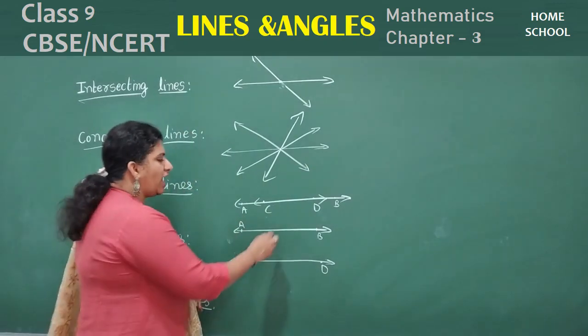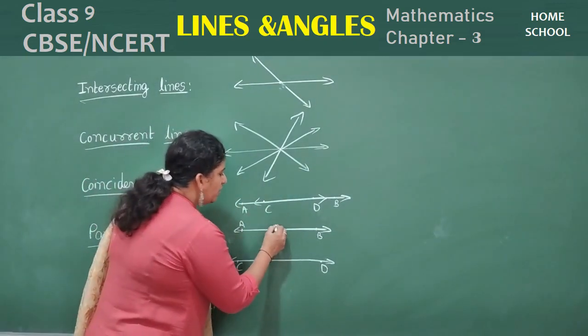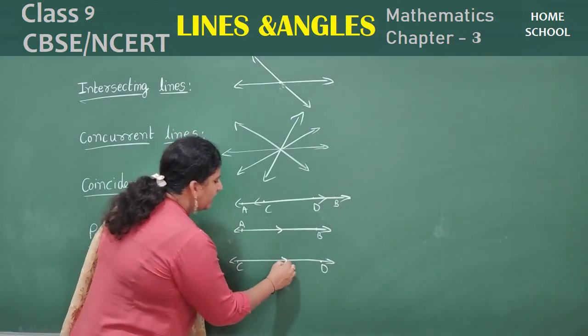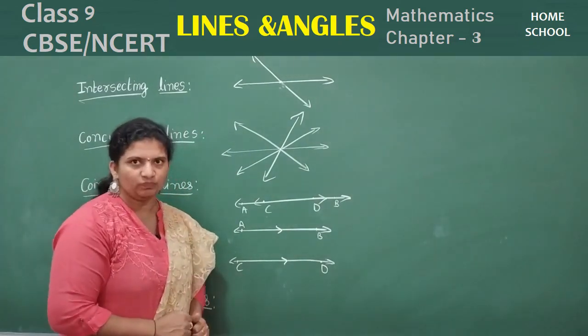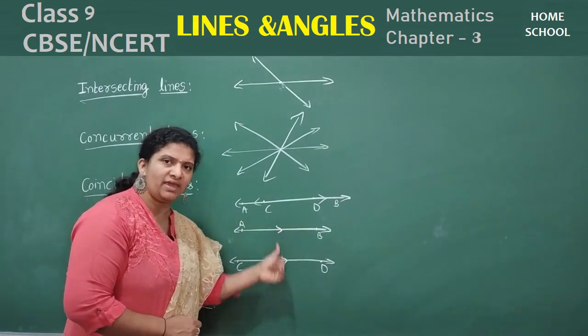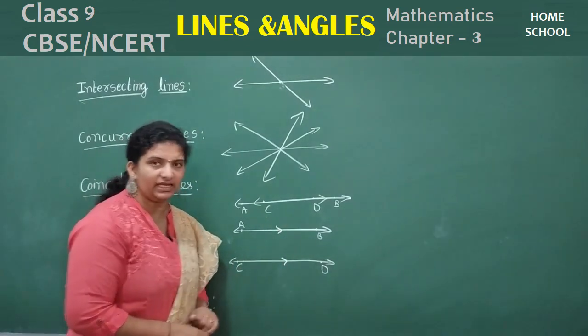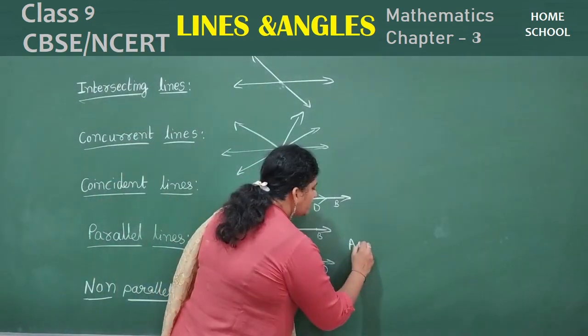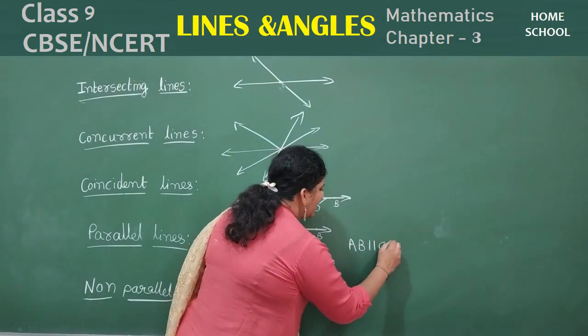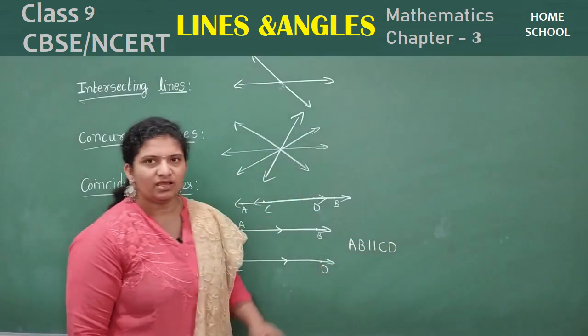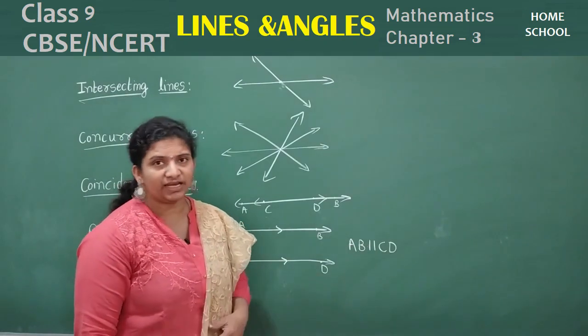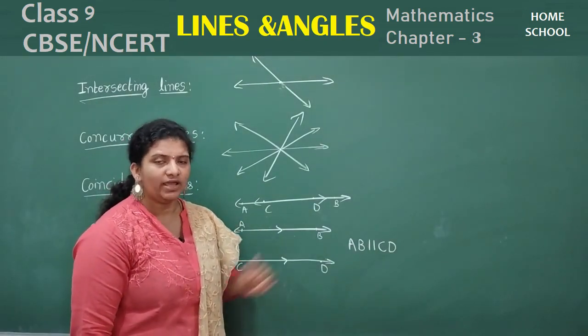So here, children, how do we represent parallel here? With an arrow mark in between these two. So this line AB is parallel to CD. How do we write this? How do we say? AB parallel to CD, AB parallel to CD, or CD is parallel to AB.